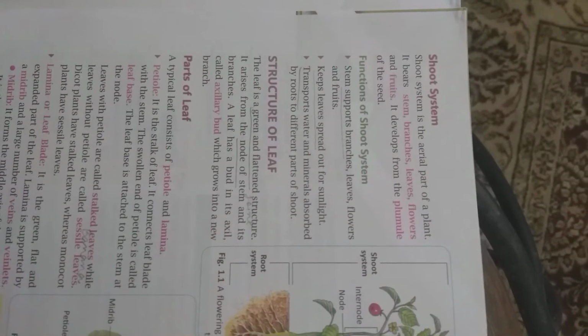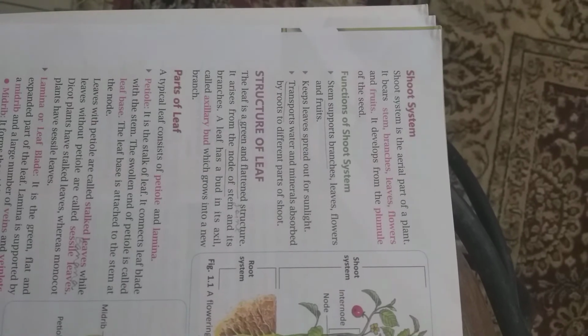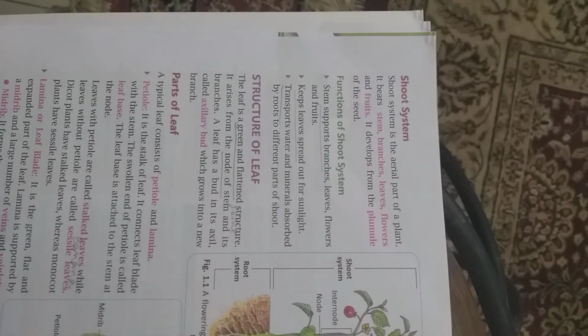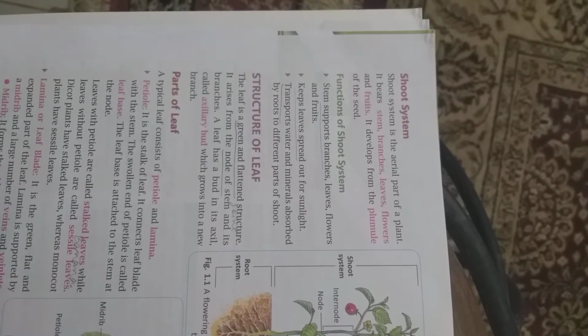Plumule of the seed grows into the shoot system. The functions are it supports the branches. We have got the main stem. From there we have got the branches. Then we have leaves and flowers and then fruits. So basically it supports the branches and it keeps the leaves erect. It gives them support so that they can absorb the sunlight and prepare the food.